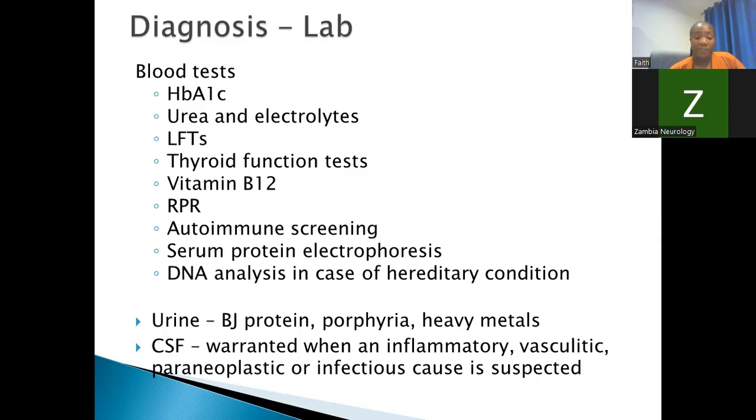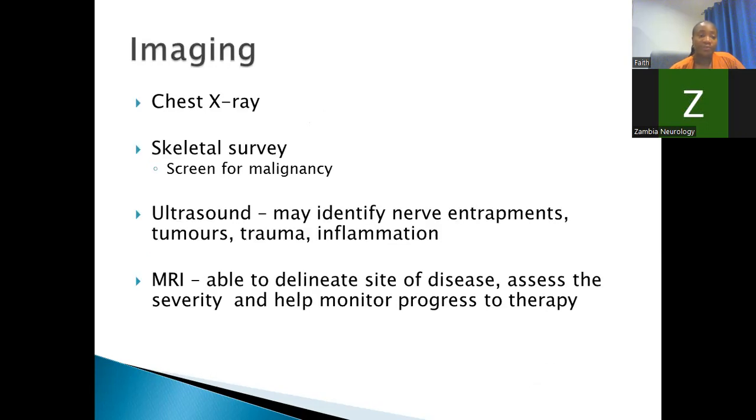Apart from blood tests, you can also do urine tests. So you can check for your Bence-Jones protein. You can also check for porphyria as well as heavy metals that can cause a peripheral neuropathy. You can also do CSF studies, and these are warranted especially when there's suspicion of an inflammatory, vasculitic, paraneoplastic, or infectious cause. You can do CSF studies to aid in diagnosing these conditions.